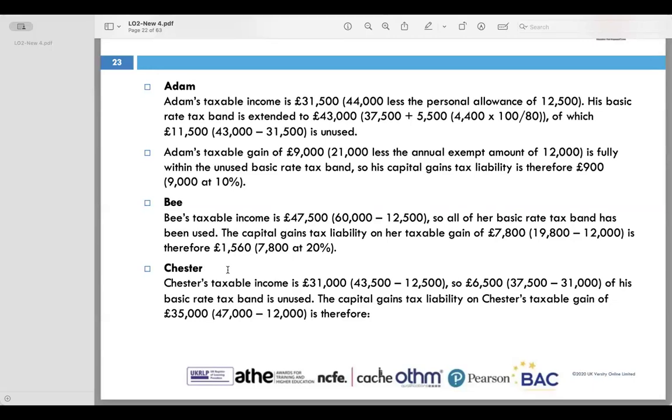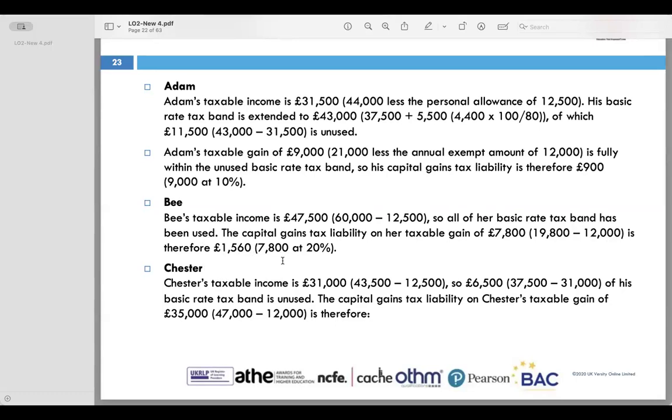of 7,800 pounds at 20%. 19,800 minus 12,000 is therefore 7,800, and it's at 20%.